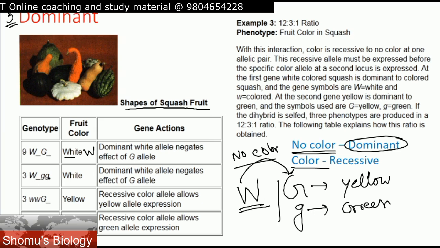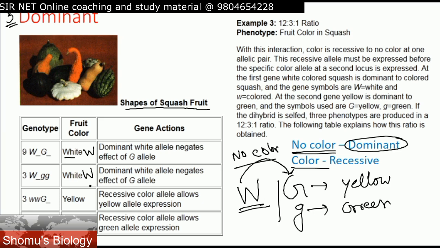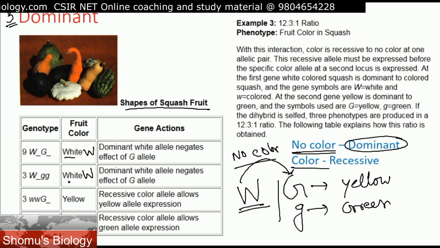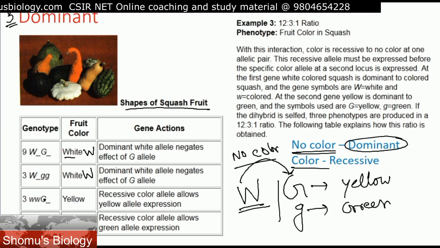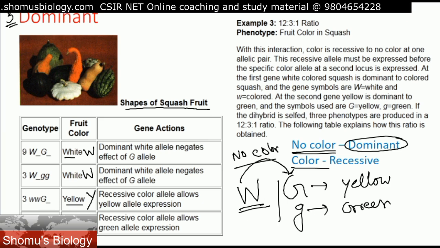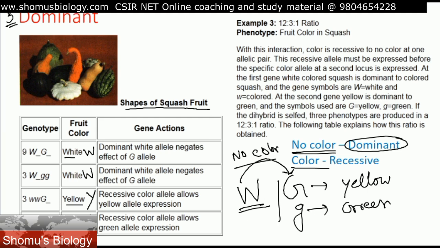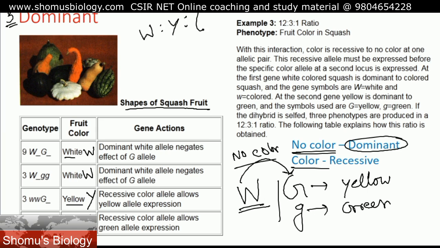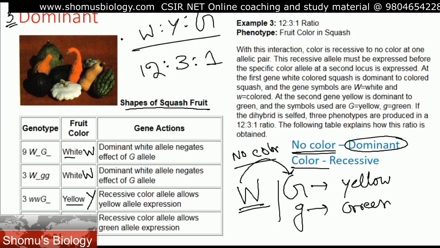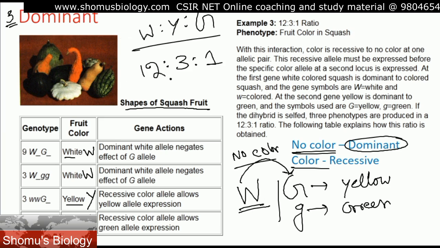3, where capital W is there but no capital G, again white, because if capital W is there, it will be white. So only the color will be added if capital W is not present in dominant form. So whenever the situation is small w, then only the color will be added. Now let's look at here, 3, where small w and capital G is there. As capital W is absent, this means it will add color. What color? Capital G stands for what? Yellow. So it will be of yellow color. Now the one where no capital W is there, so again it will add color. Small g is there, so it will add green. So the ratio between white, yellow and green will be 9 plus 3, 12, is to 3 yellow, 1 green. The ratio for the dominant epistasis will be 12 is to 3 is to 1.